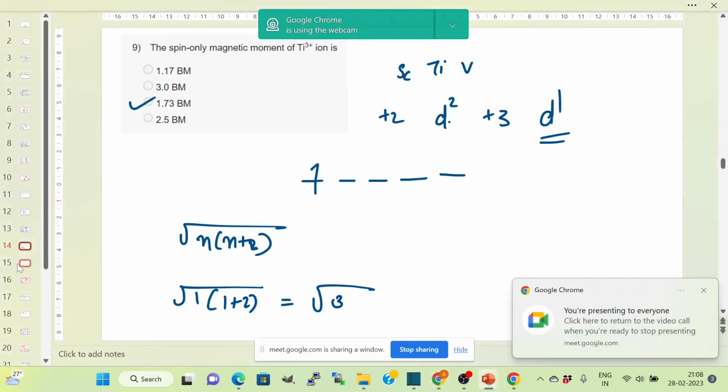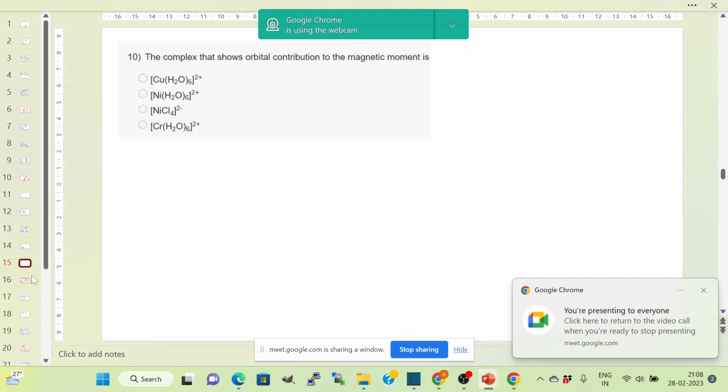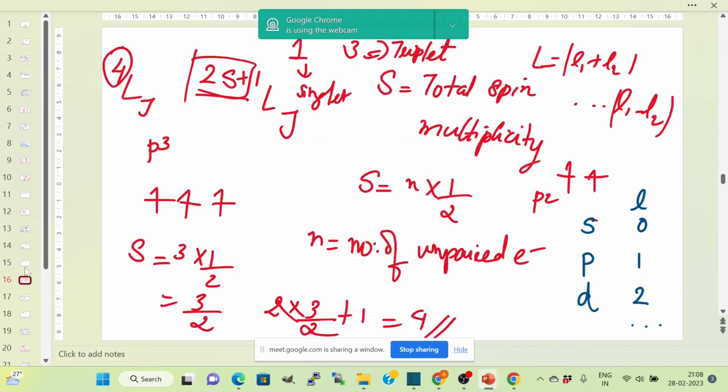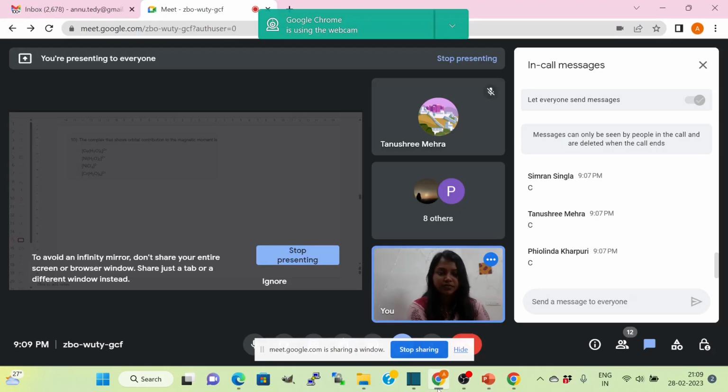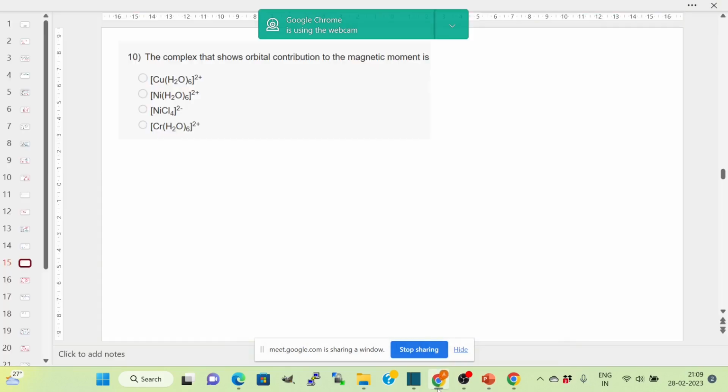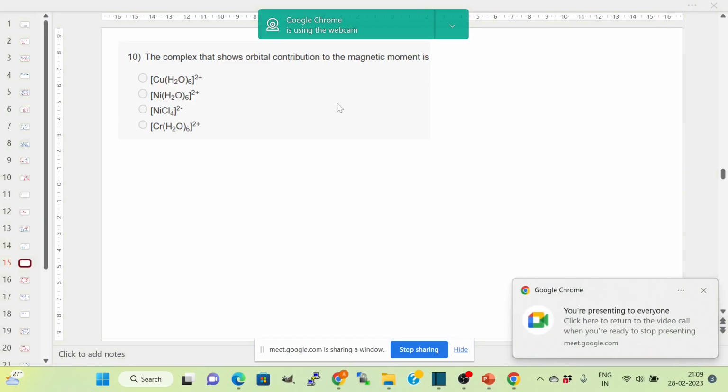Good. Very good. I think we are near the last question. The complex that shows orbital contribution to the magnetic moment is. So I hope you remember which set of orbitals will show orbital contribution to the magnetic moment, right? So please put in the chat box, then we will have a discussion.